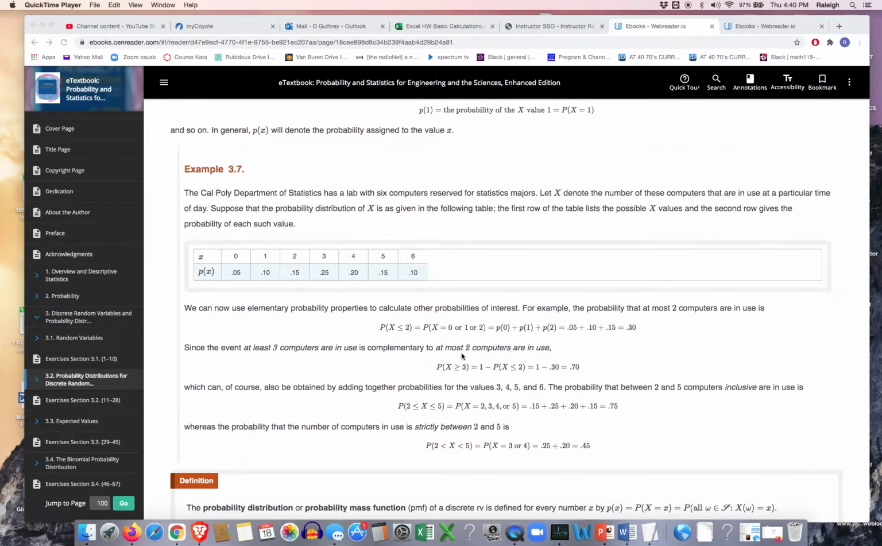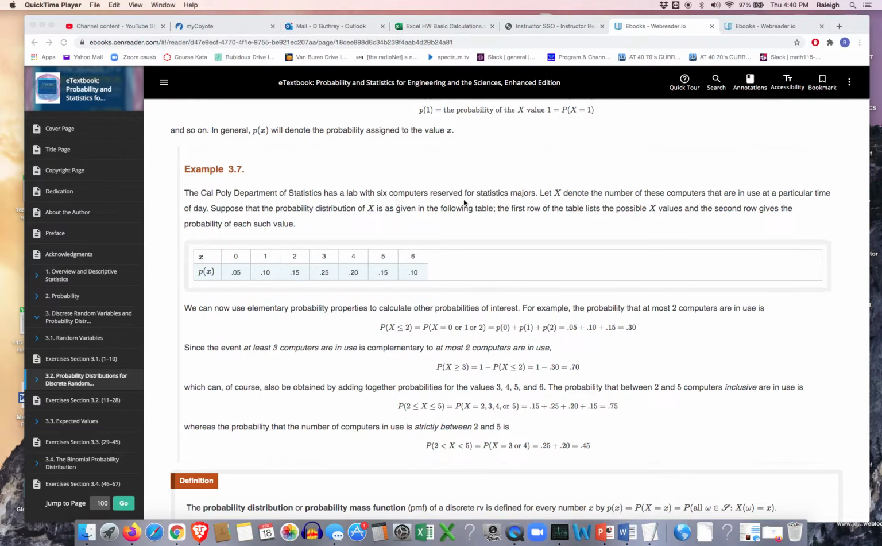We have a Cal Poly Department of Statistics. Now, I went to Cal Poly. I graduated Cal Poly Pomona. They only had a math department at the time. I haven't checked into it. Maybe they've got a stats department now. Maybe it's the San Luis Obispo, their sister school, but who knows.